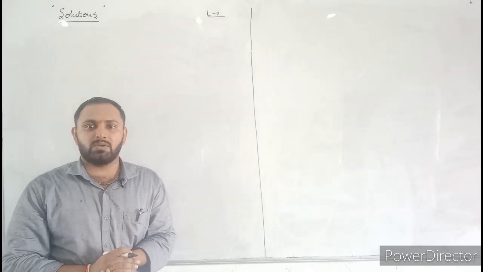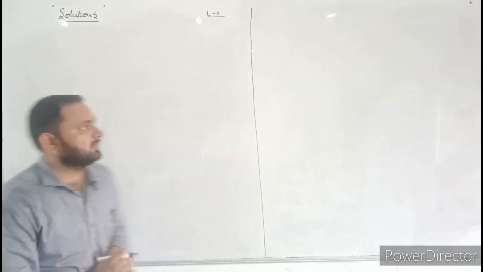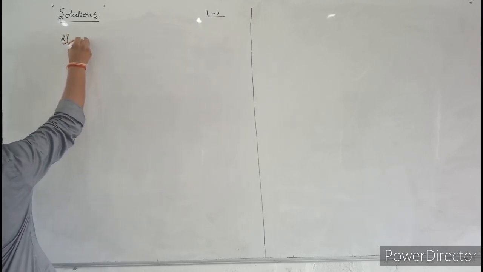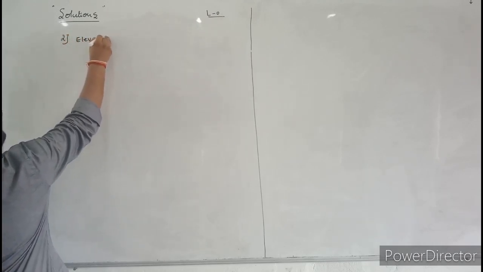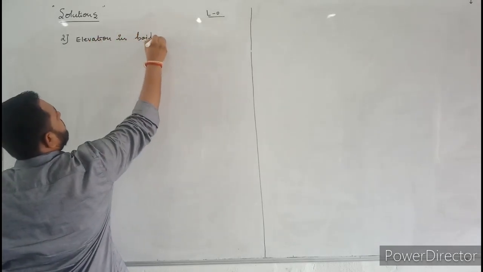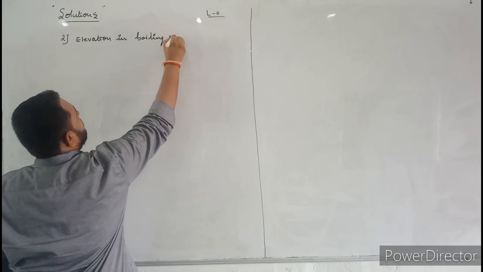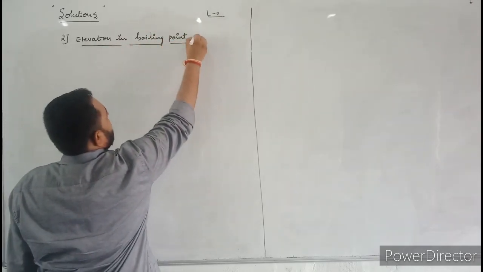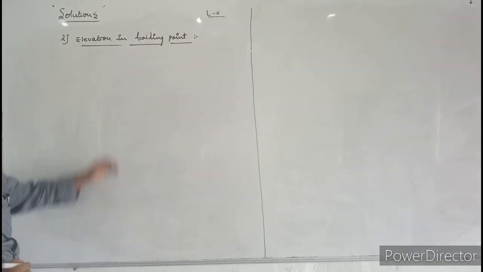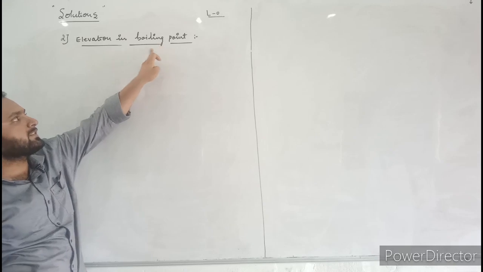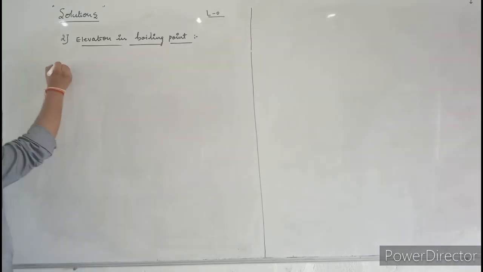First, let us discuss elevation in boiling point. Here, the second colligative property is the elevation in boiling point. Elevation in boiling point means increase in boiling point. Now let us understand what the boiling point is.